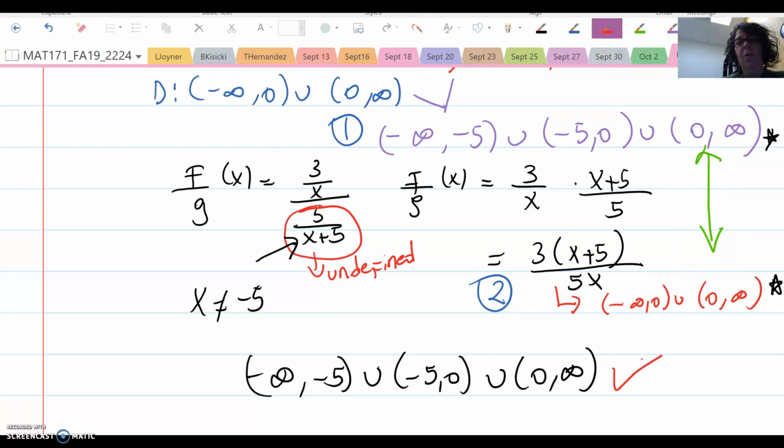So WebAssign was not wrong. I think you missed this part. You're right, sometimes it's wrong, but not this time.